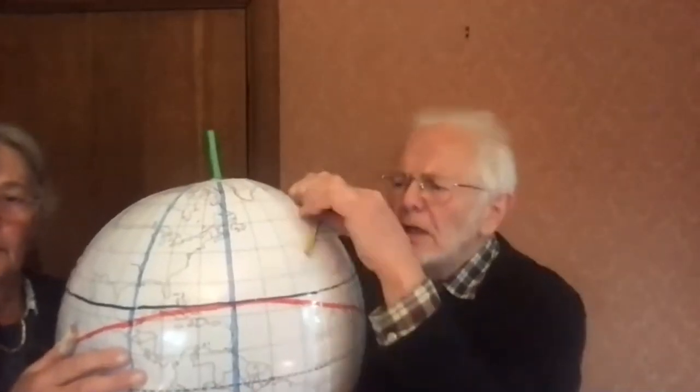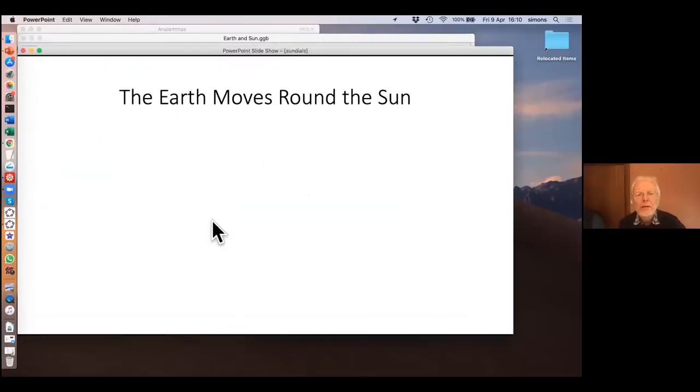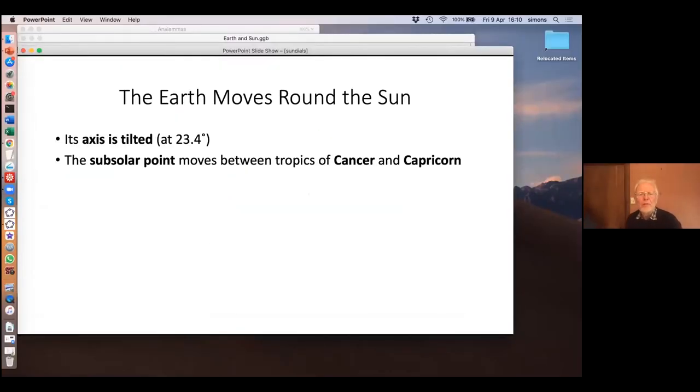But notice, if I look at the sun, as we move away from midsummer, the sun is not only lower in the sky, it's also further south. So I turn the globe round, so I'm moving from looking at the sun in midsummer to some other time of year, and I'm looking further south as well as looking lower in the sky. So let's summarise that. Axis has a tilt. Well, I won't read them.